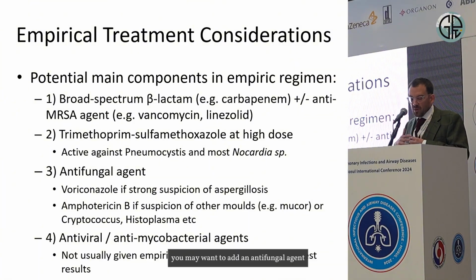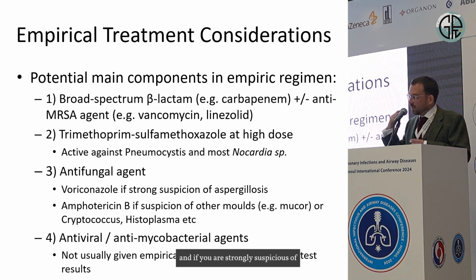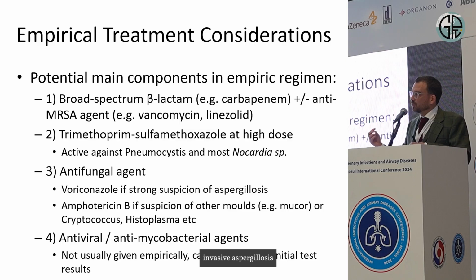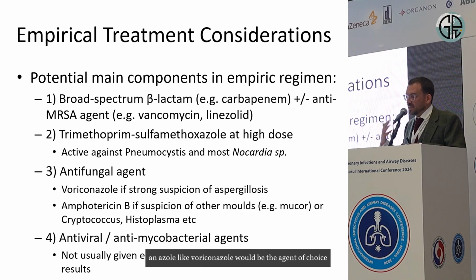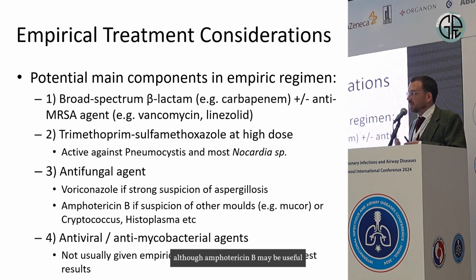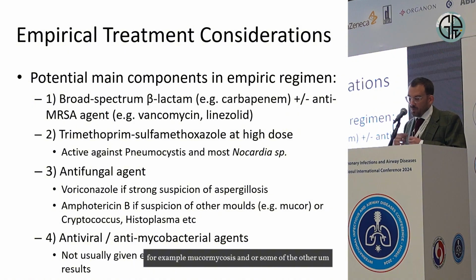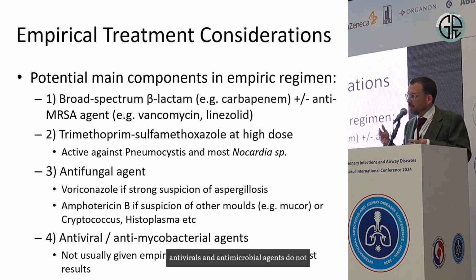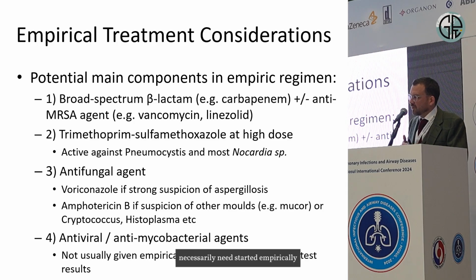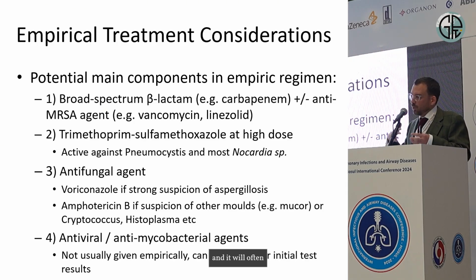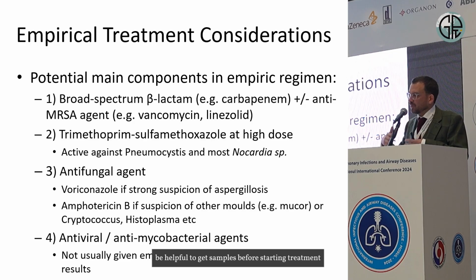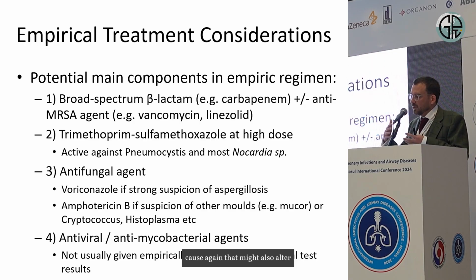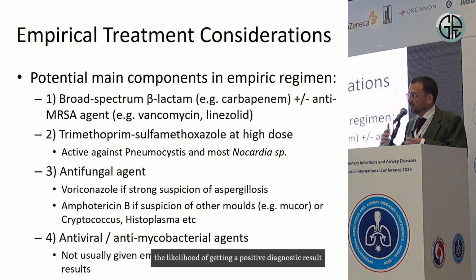Depending on imaging findings, you may want to add an antifungal agent, and if you are strongly suspicious of invasive aspergillosis, an azole like voriconazole would be the agent of choice, although amphotericin B may be useful if you have additional concerns around, for example, mucormycosis or some of the other fungi such as Cryptococcus or histoplasmosis. Generally speaking, antivirals and antimycobacterial agents do not necessarily need to be started empirically, and it will often be helpful to get samples before starting treatment, because again, that might alter the likelihood of getting a positive diagnostic result.